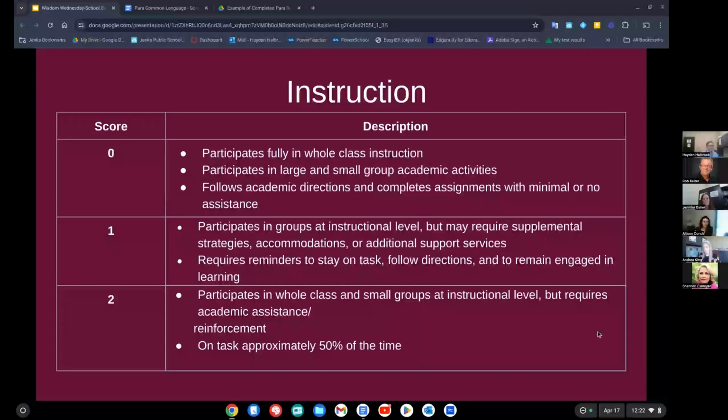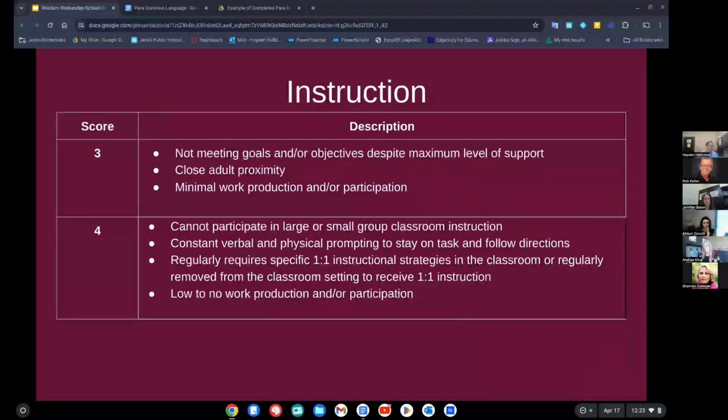Okay, that makes sense. So yeah, this next section here, participate in group instruction level. They might require some supplemental strategies, again, with their appropriate LRE accommodations or additional supports. And they might require reminders to stay on task, follow directions, and to remain engaged in learning. And then the second level here is that you're starting to see more of that struggle. They might participate in whole class and small group instruction level, but they require that academic assistance for reinforcement. They're on task possibly 50% of the time. And there's a little bit of wiggle room in that one as well when you're completing this with IEP teams.